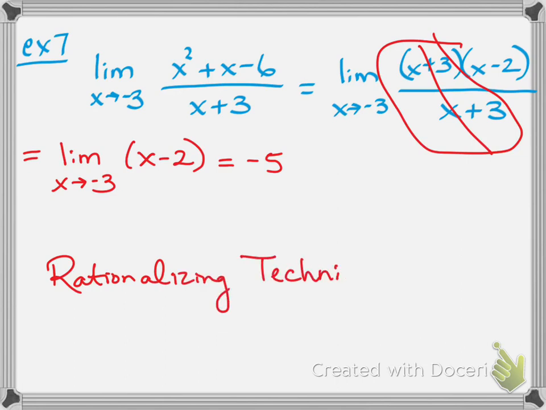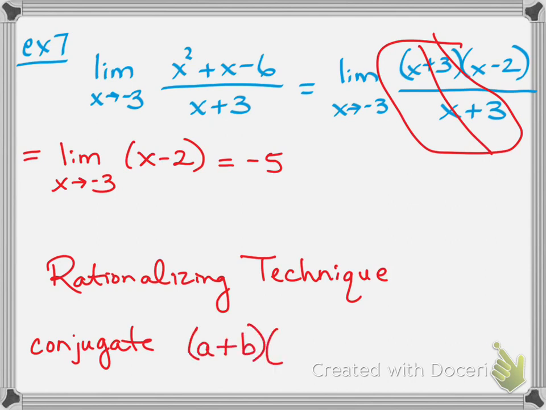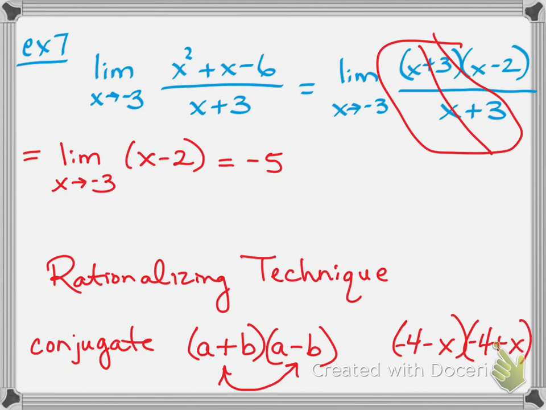So if I can't factor it, maybe I can rationalize it. I just want to remind you of a couple things. A conjugate is a vocabulary word you've probably heard before. If you have the factor a plus b, its conjugate is a minus b. The only thing that changes is that the sign becomes the opposite. So if you have negative 4 minus x, the only thing that changes is the sign in the middle becomes the opposite. And so we'll be multiplying by conjugates to rationalize.